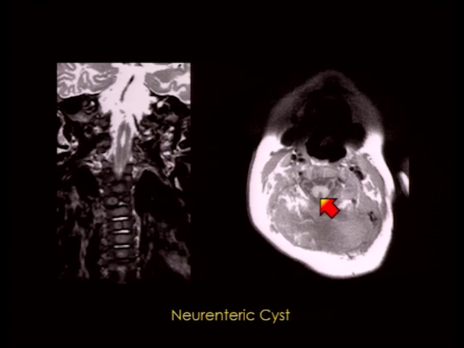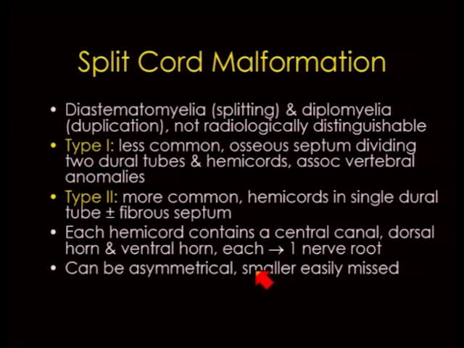These neuroenteric cysts can also be entirely intramedullary, so they can run anywhere along the AP axis. Now, the split cord malformation, although it's said in the literature that the diastematomyelia, which is a splitting, and the diplomyelia, which is a duplication, are not radiologically distinguishable, I think we've gotten better at it over time. There are two types that were described. The type 1 is a lot easier to diagnose, albeit a lot less common.